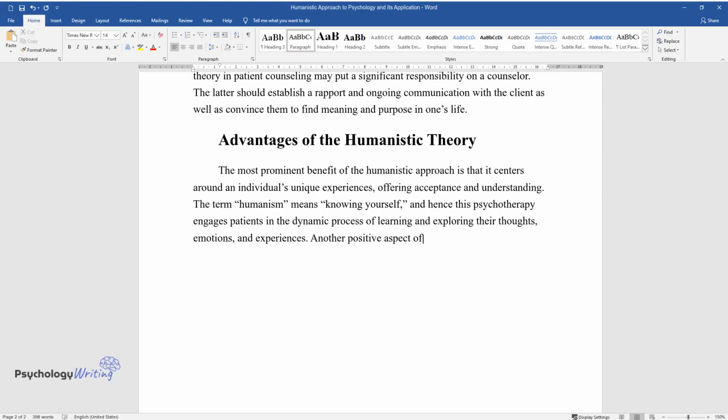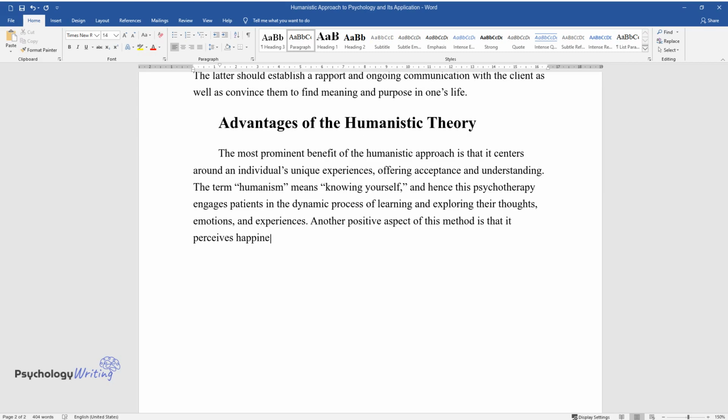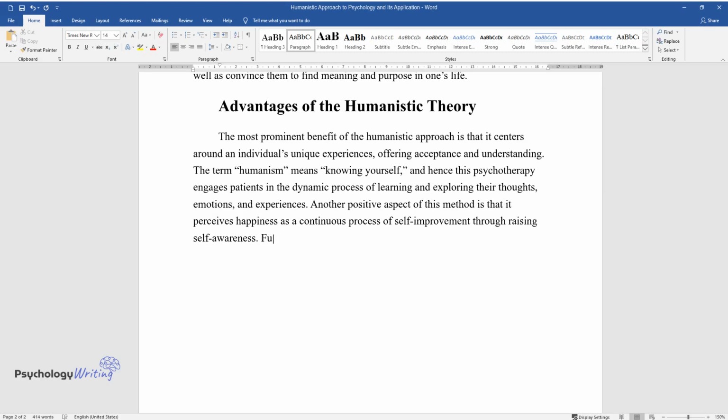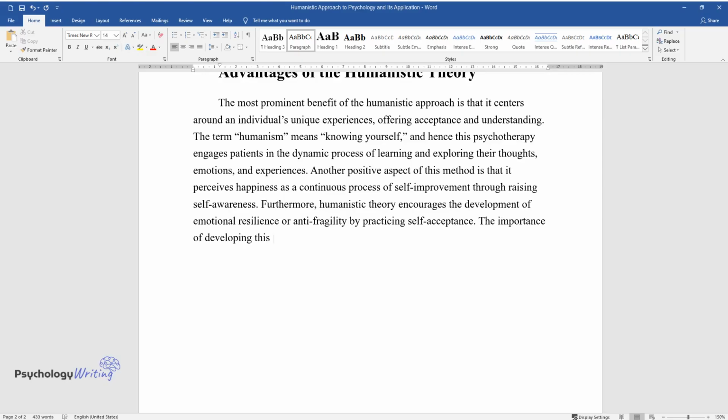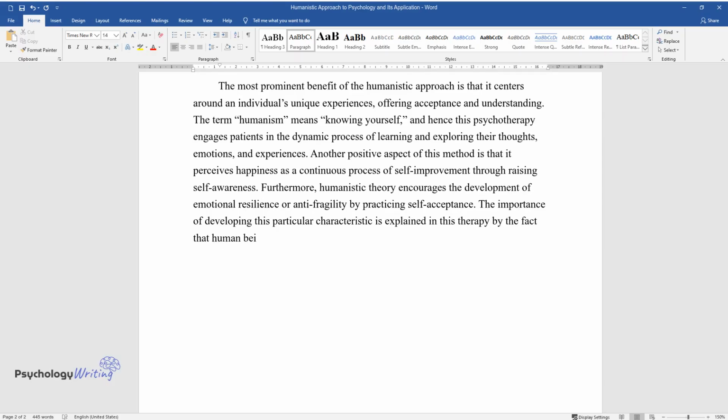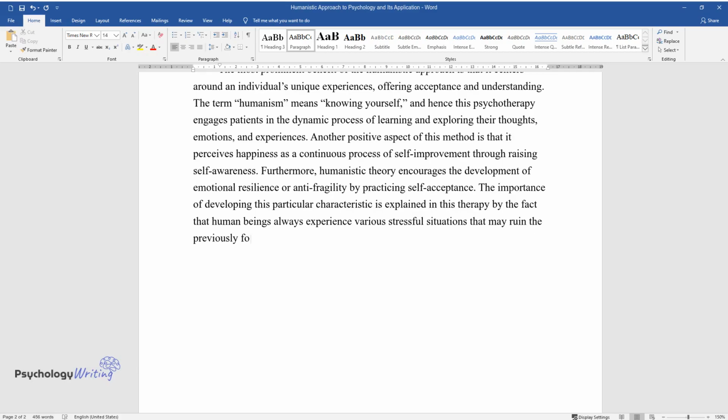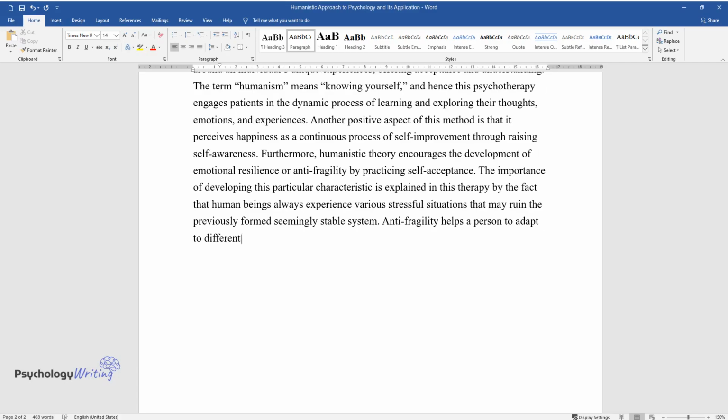Another positive aspect of this method is that it perceives happiness as a continuous process of self-improvement through raising self-awareness. Furthermore, humanistic theory encourages the development of emotional resilience or anti-fragility by practicing self-acceptance. The importance of developing this particular characteristic is explained in this therapy by the fact that human beings always experience various stressful situations that may ruin the previously formed seemingly stable system. Anti-fragility helps a person to adapt to different stressors, using them as fuel for growth.